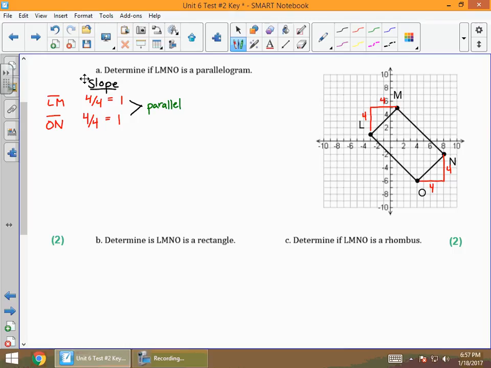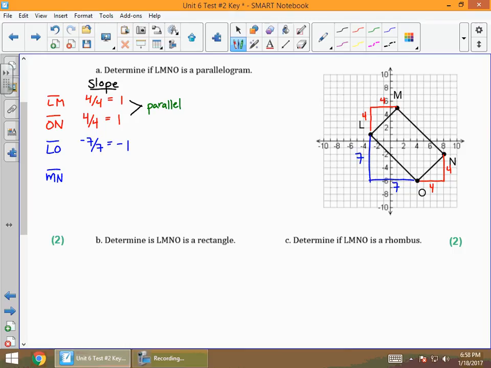So now I'm going to check my other pair. I'm going to check LO and MN. All right, so LO. From L to O, it's going down 1, 2, 3, 4, 5, 6, 7. That thing goes down 7. And it's going right 1, 2, 3, 4, 5, 6, 7. So the slope is down 7, negative 7, right 7, positive 7, which is a slope of negative 1 over 1. It is negative this time instead of positive.